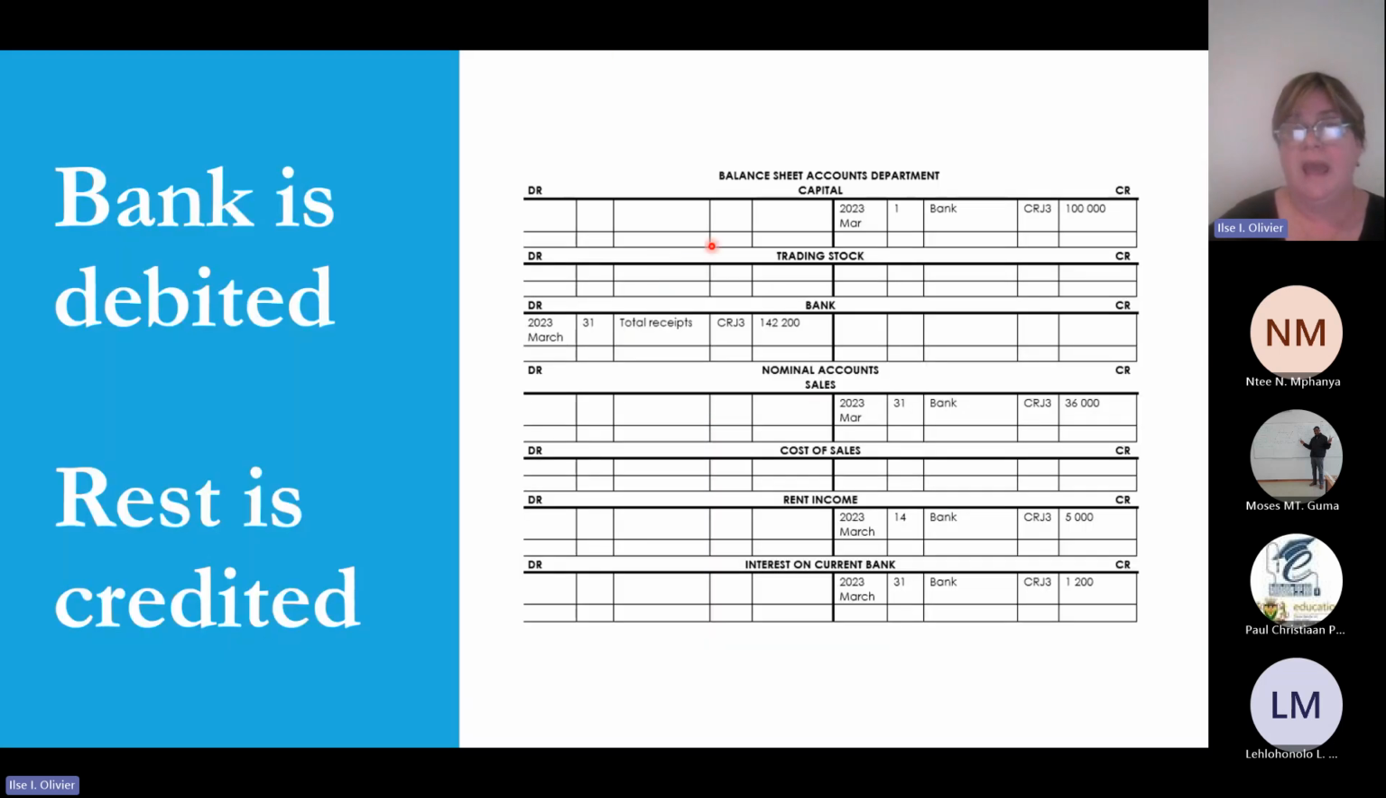So if we look at our general ledger, bank will be debited and all the other accounts will be credited. That is capital on the first because it's a sundry account, sales on March the 31st because it's a column, rent income on March the 14th, and interest income on the 31st because that was the date that it happened, and then also your folio number. Bank is debited, all the other accounts are credited.